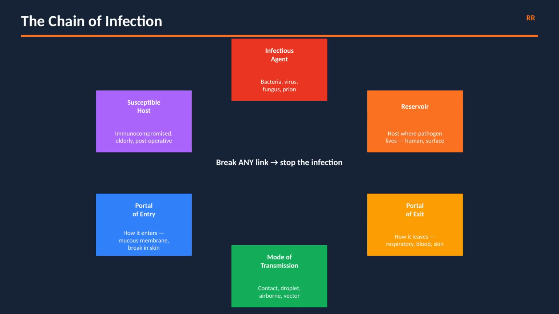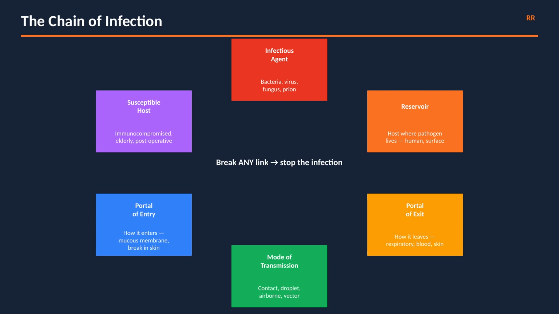The mode of transmission, how it travels: contact, droplet, or airborne. The portal of entry, how it enters a new host: mucous membranes, breaks in skin, inhalation. And the susceptible host, a person without adequate immunity.